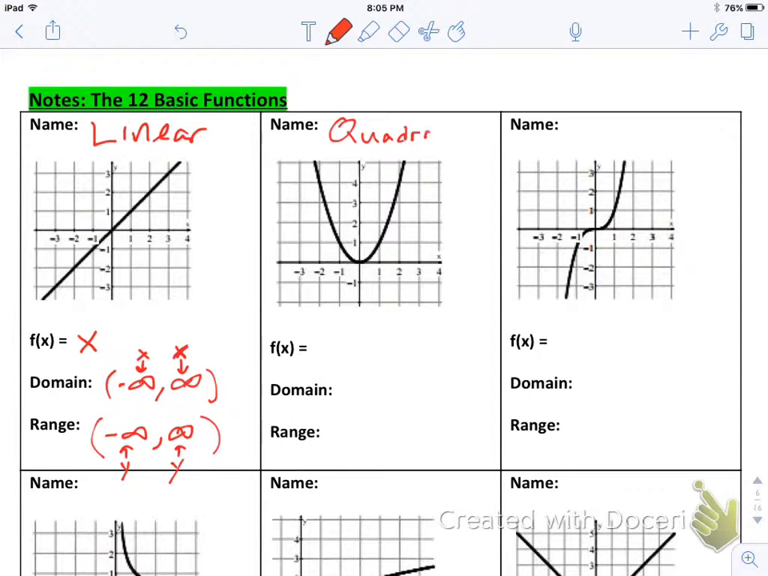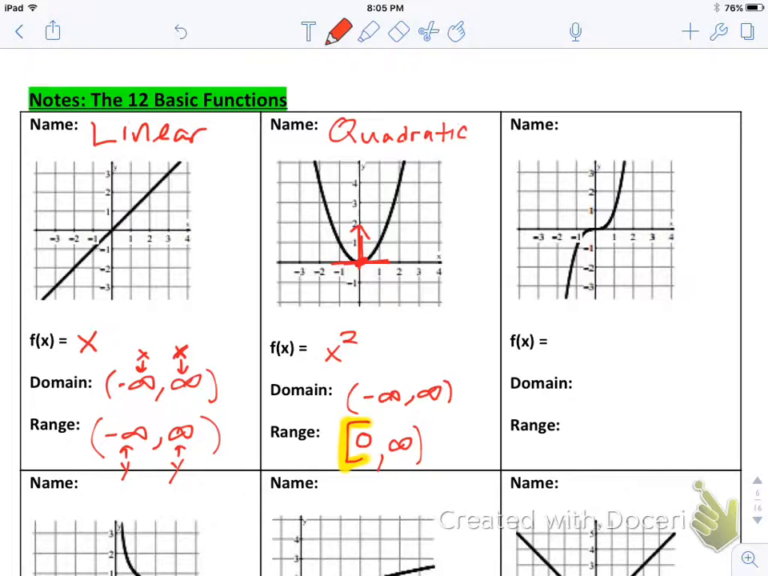All right, to the next one, quadratic, you know and love. X squared is the function. Domain on that one's all real numbers. It goes left and right all the way. And then up and down, though, this range business, take note, it does touch at 0, 0. And somebody asked that question yesterday.